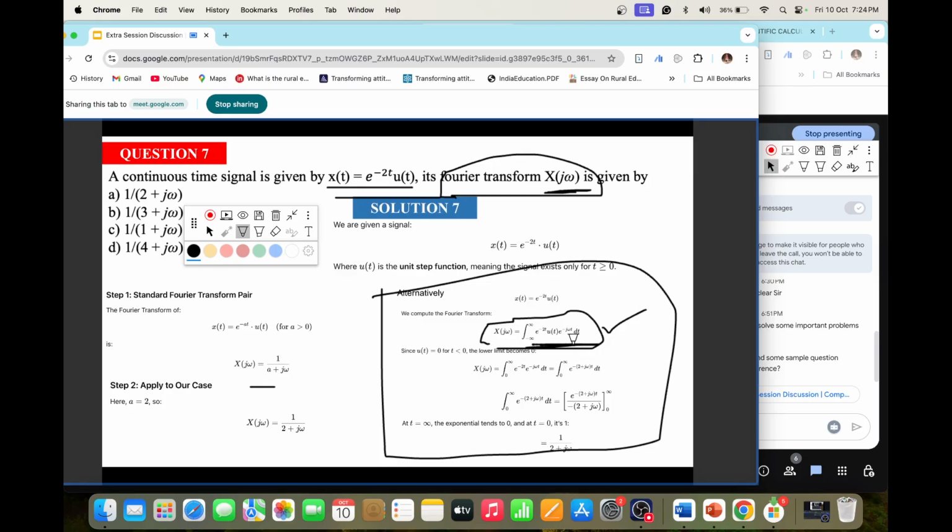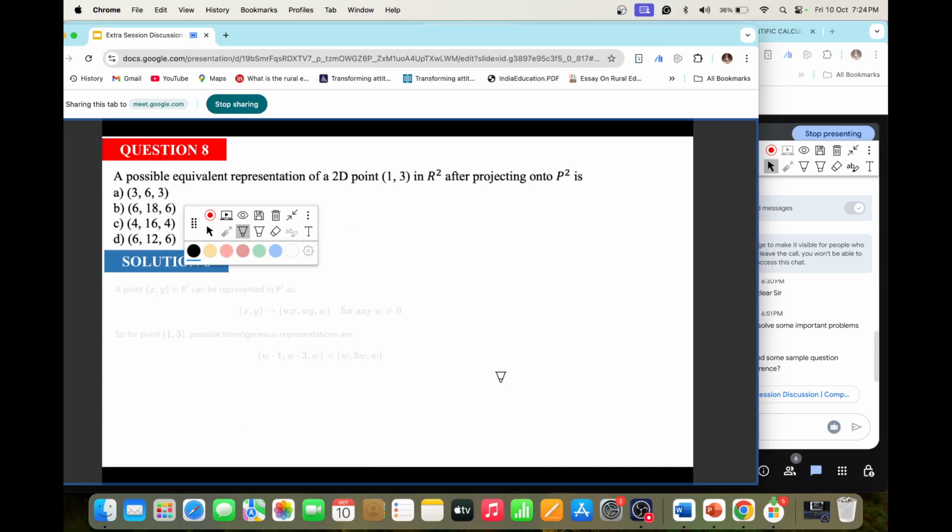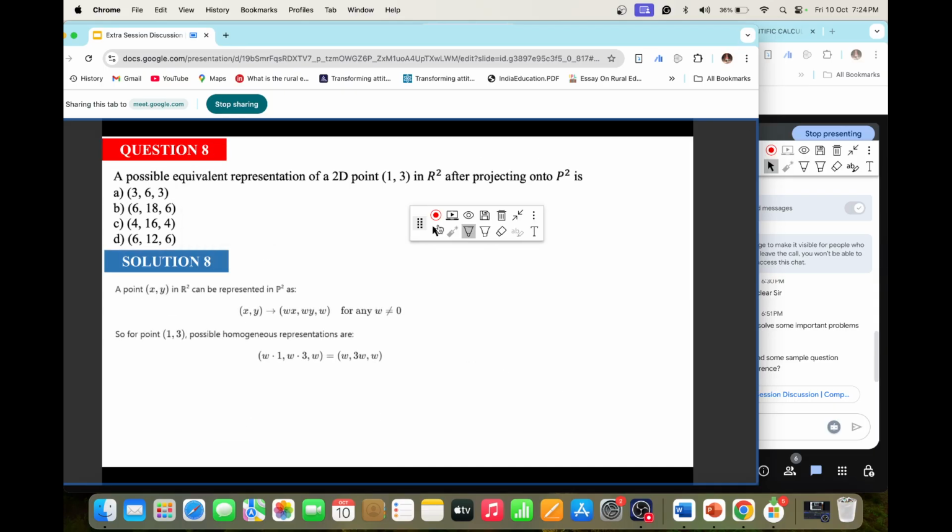If you just remember this formula, you can solve any question. Okay, so just remember this. Then question number 8, this is very important. In homogeneous transformation, the last value is nothing but your scale value.